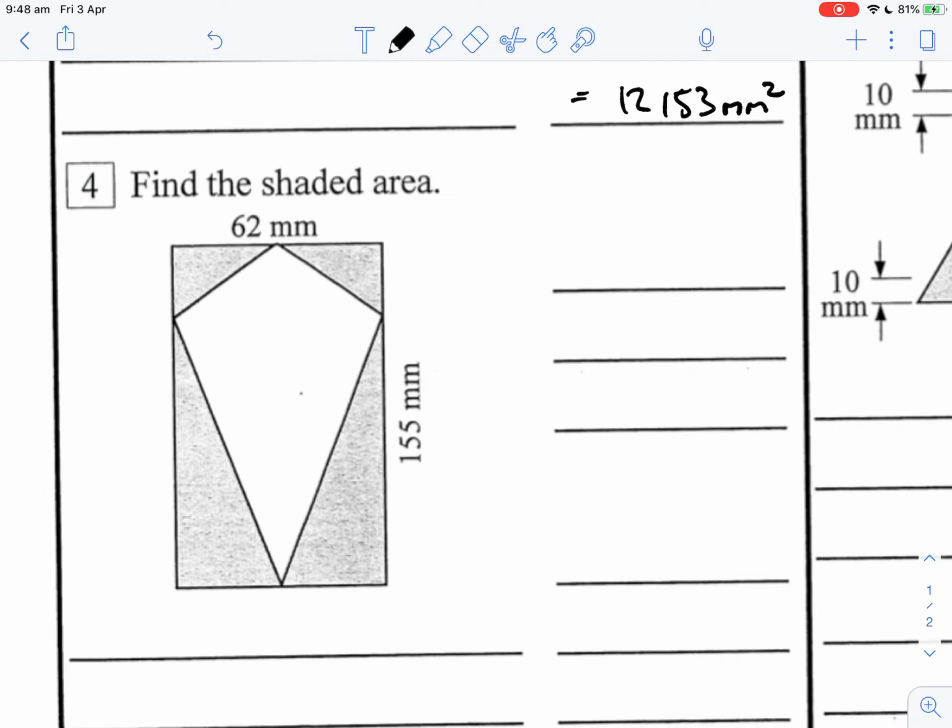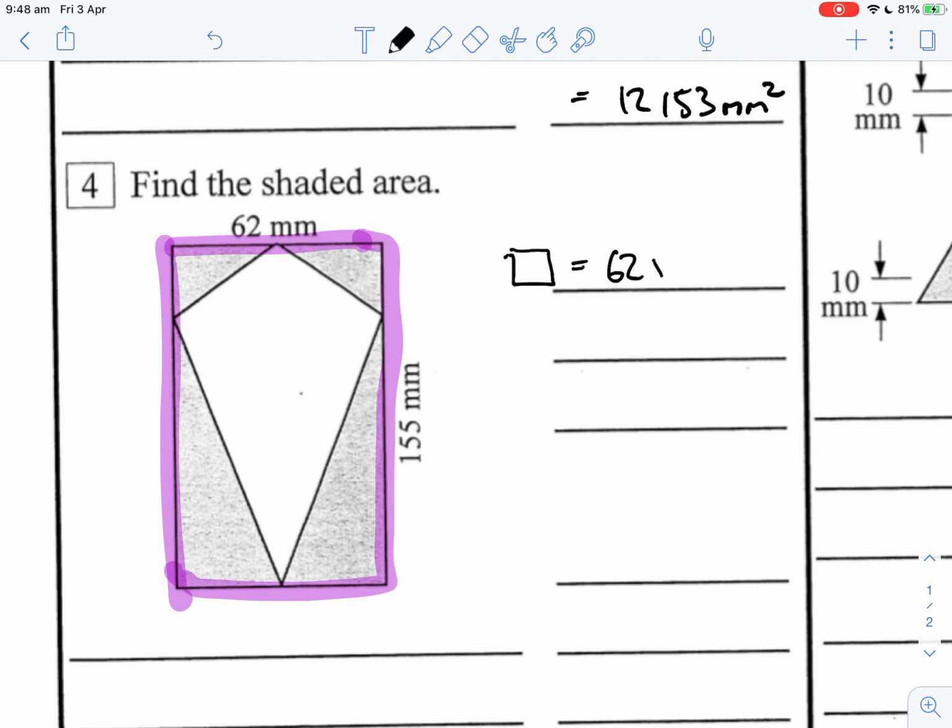Okay, same here. Now, we didn't do a lot of kites actually. A lot of the textbooks don't focus on the kites, but the process is going to be the same. I'm going to get the area of the rectangle. So the area of my rectangle, and I'll draw the symbol next to it so you know which shape I'm doing, would be 62 times my 155.